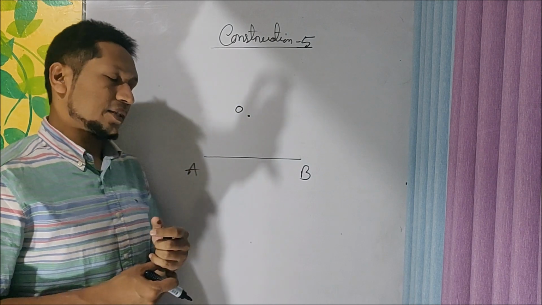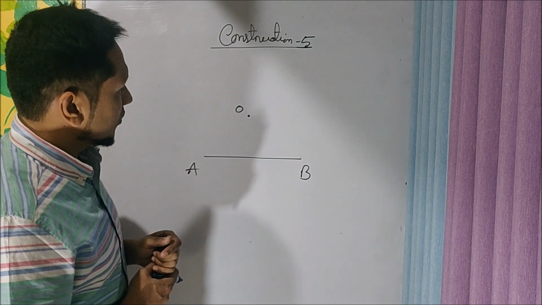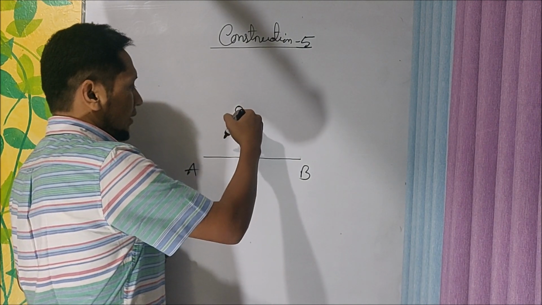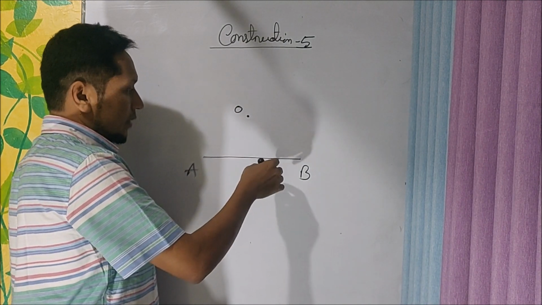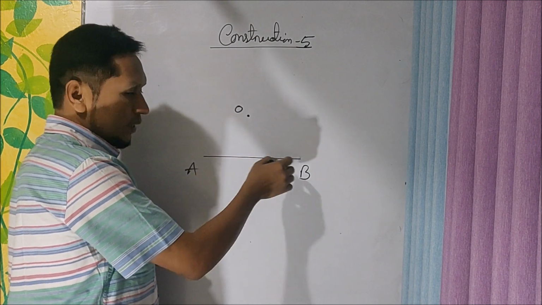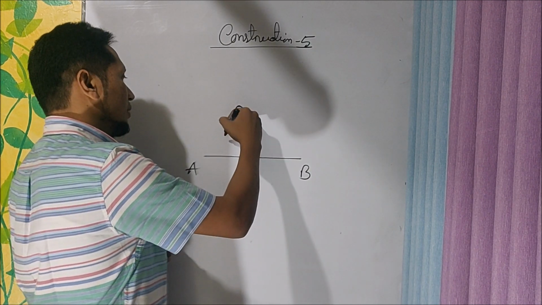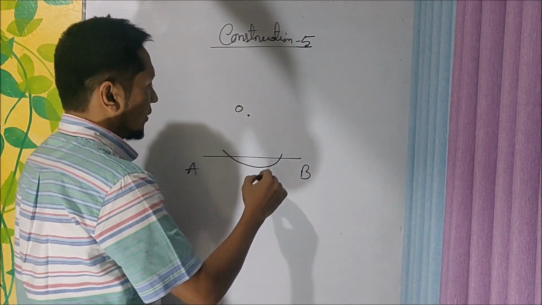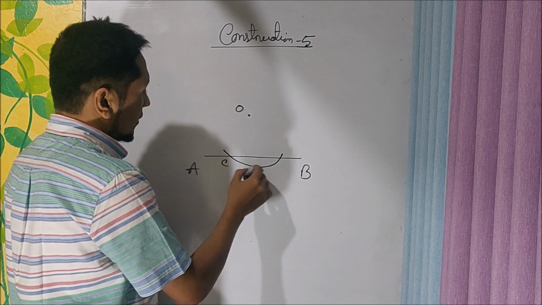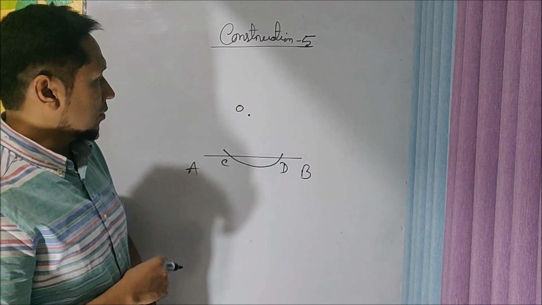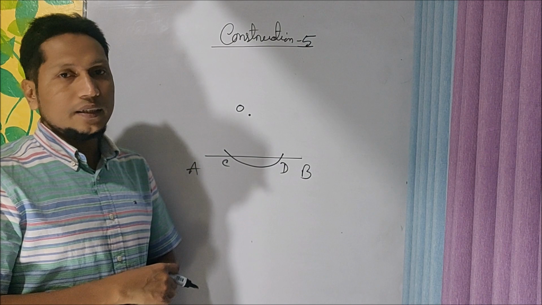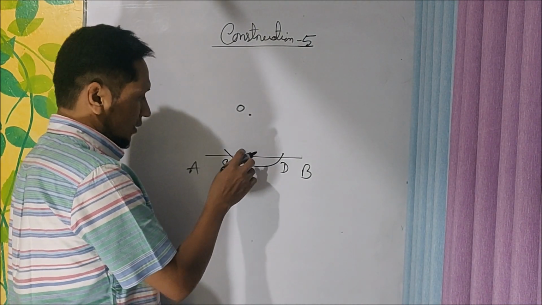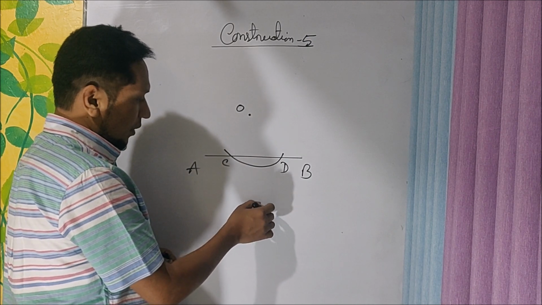This is the particular enunciation. Now in construction, we will start by centering at O and taking any suitable radius such that it cuts AB. So centering at O and taking any radius, let us draw two arcs such that they meet AB at C and D respectively. Now centering at C and D and taking radius equal to CD or more than half of CD, we have to draw another two arcs such that they meet at the point E.